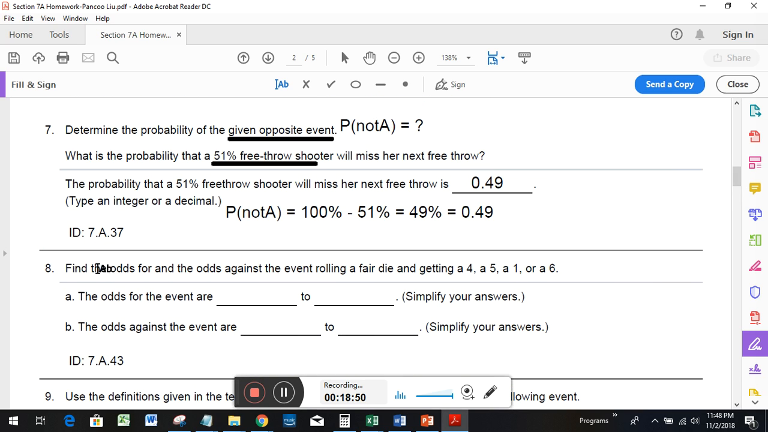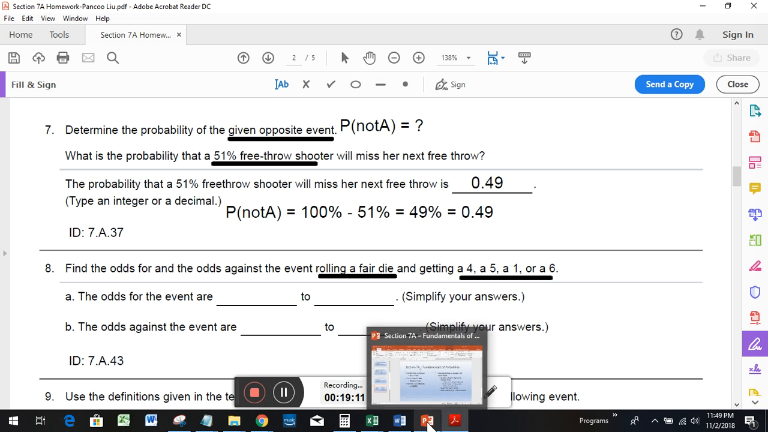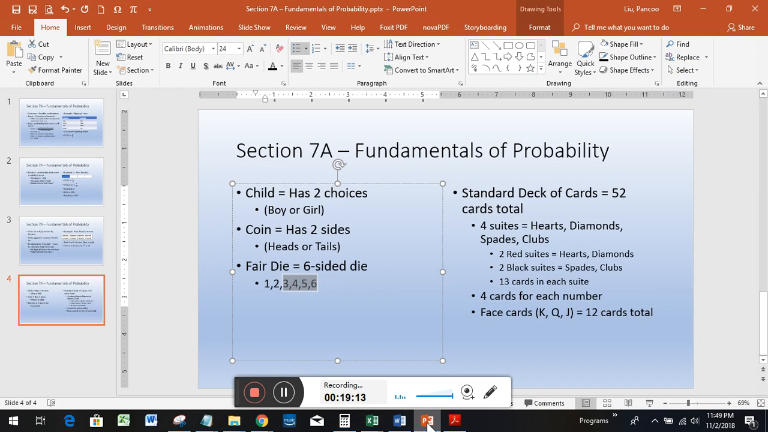Number 8 here says, find the odds for and the odds against the event of rolling a fair die and getting the following numbers here, 4, 5, 1, and 6. So in this case, first of all, let's go back and review what the formulas are for odds for and odds against.